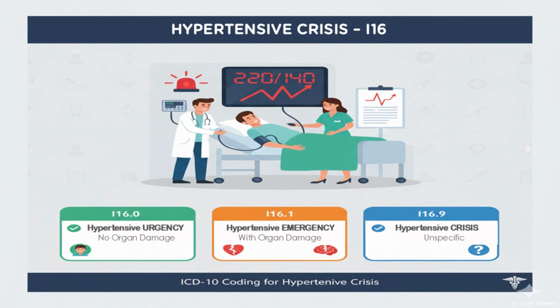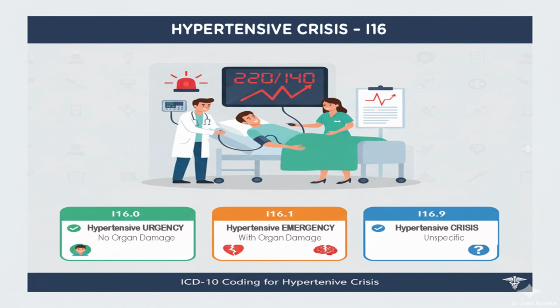Finally, I-16.9 is used for hypertensive crisis, unspecified. This code should be used sparingly, only when documentation clearly states a crisis but does not specify urgency or emergency status. Accurately distinguishing between hypertensive urgency and emergency is not just for coding, it directly impacts patient management and the urgency of treatment. Always look for documentation of acute organ damage.